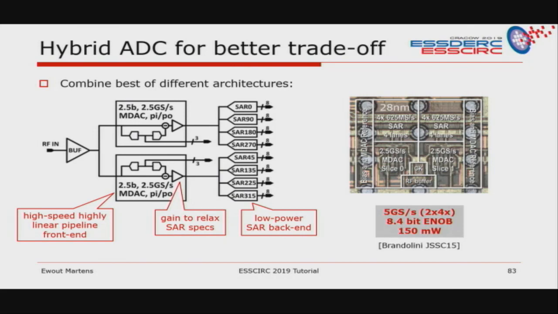You don't need to worry that much about interleaving spurs in the time interleave, because all the frequency dependent spurs will be gone, because the signal is DC before it's presented to the SAR ADC. And then you can achieve like 5 giga-samples as in this example.